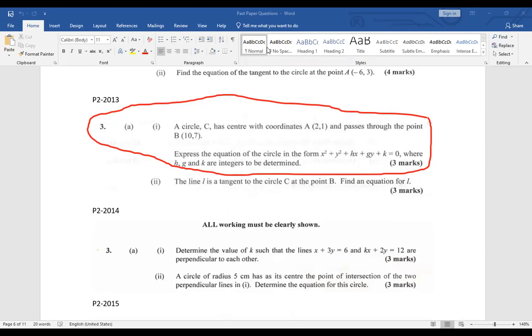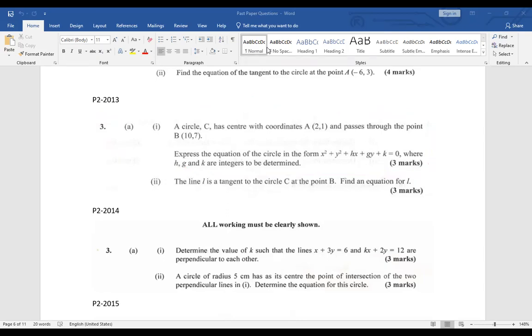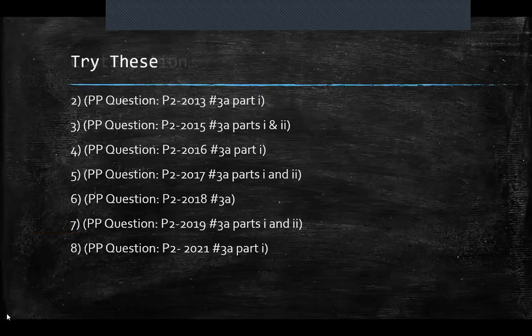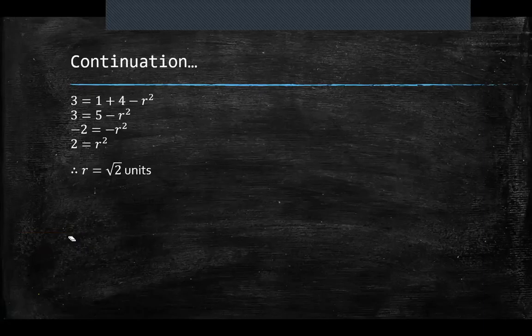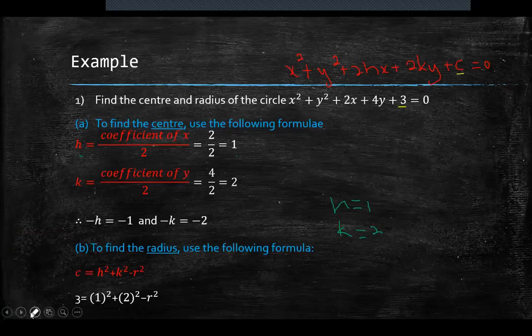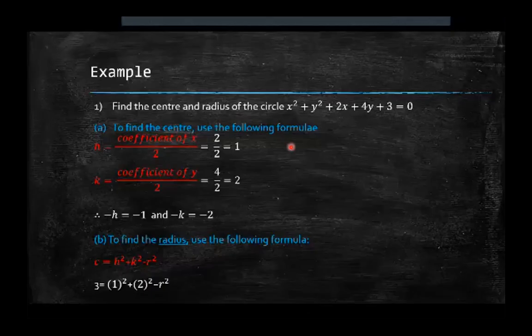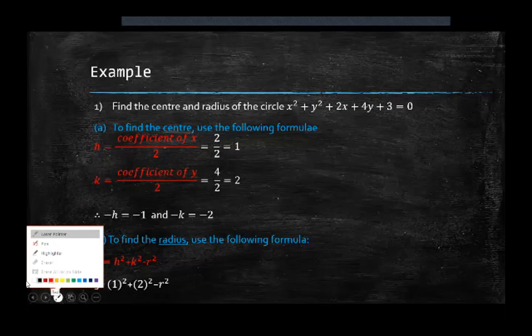Okay, I'm going to continue now. Before we go through that question, I need to show you one more thing. When they give you the general form, the equation of the circle, and they ask you to find the center and the radius, you don't have to use these formulae. So h is equal to the coefficient of x on 2 and k is equal to the coefficient of y on 2. You could use those if you want to.